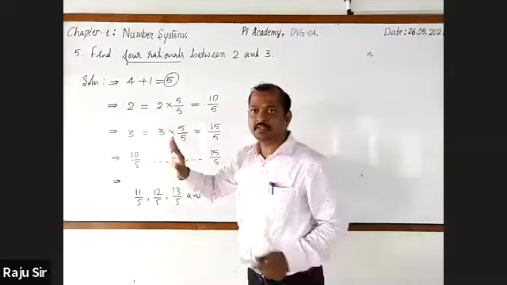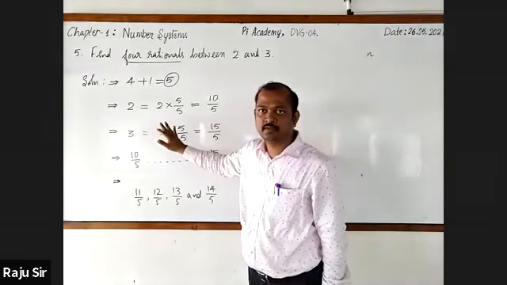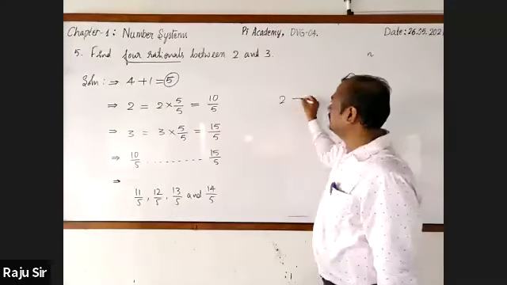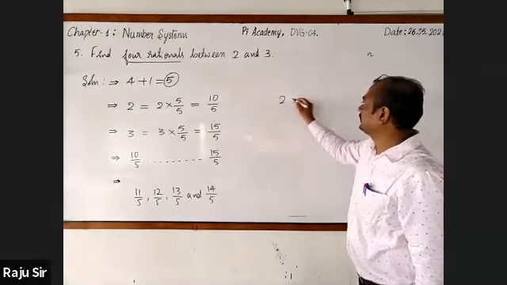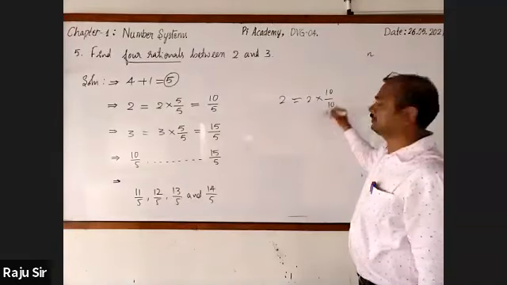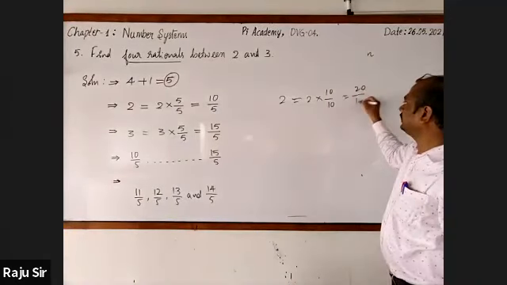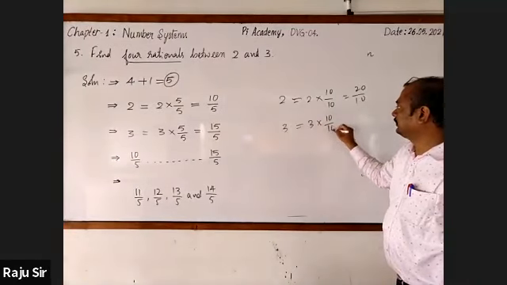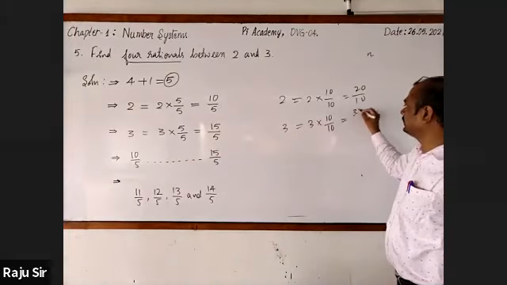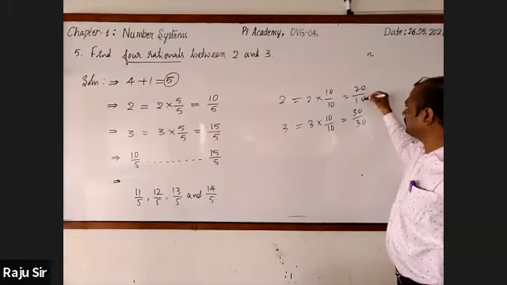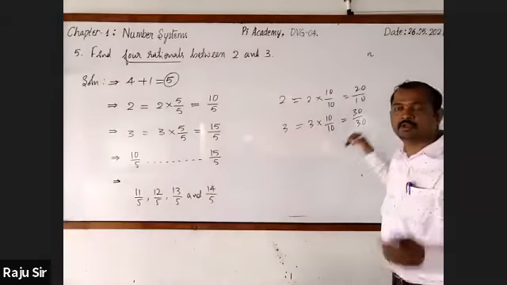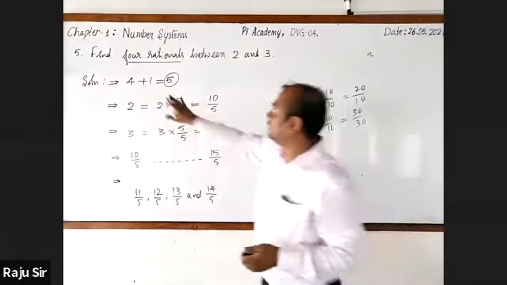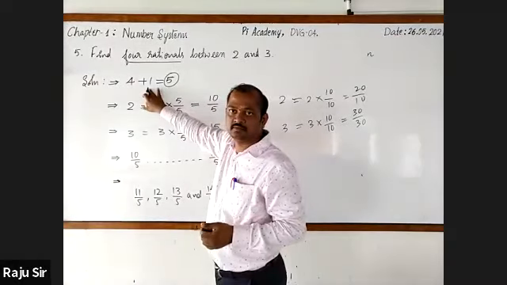It is very simple. Okay, don't copy. Just observe here. You can also write like this. Instead of 4 plus 1, 2 can be written as 2 into 10 by 10. It will be 20 by 10. Then 3 multiply 10 by 10. It will be 30 by 10. See, 20 by 10, 30 by 10. In between these also, many are there. Just to give you a particular pattern, I have added 1 here. Clear?